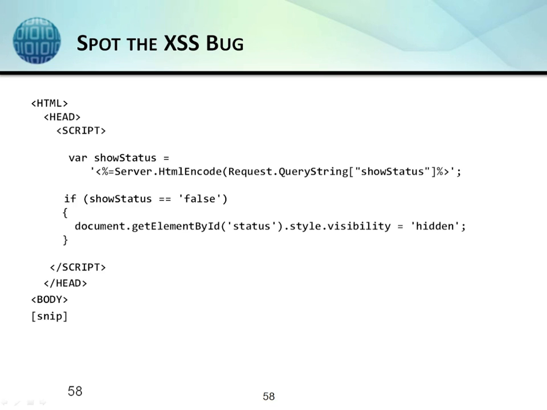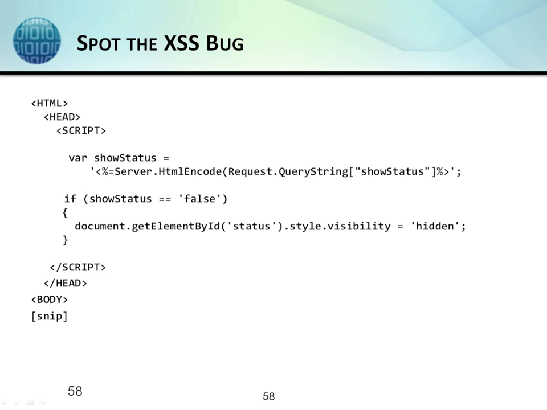Can the status check be exploited? I mean, if show status equals false, is there a way you can inject something that says it's true or something? Maybe, I don't know what that would get you. If your goal here is to get JavaScript to execute against a user, I don't know if that would get you there. Any other ideas? Status is one of your query string parameters. It is. It's a good observation.